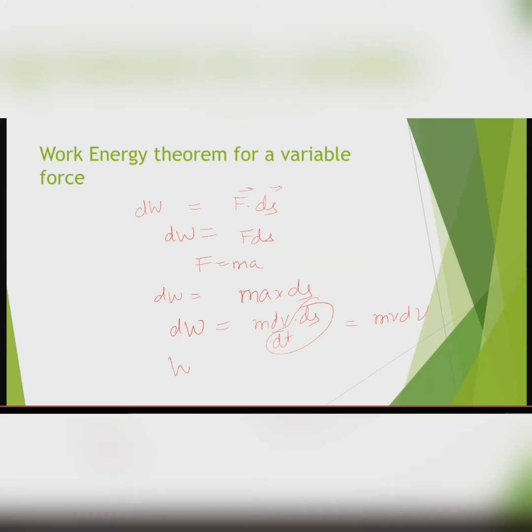So again, the work done would then become kinetic energy final minus kinetic energy initial, once we integrate. We will again get the expression that work done is kinetic energy final minus kinetic energy initial. This is nothing but your change in kinetic energy. So we get that the net work done is equal to the change in kinetic energy of the object. The only difference with the constant force is that here we start with a calculus expression for work done.